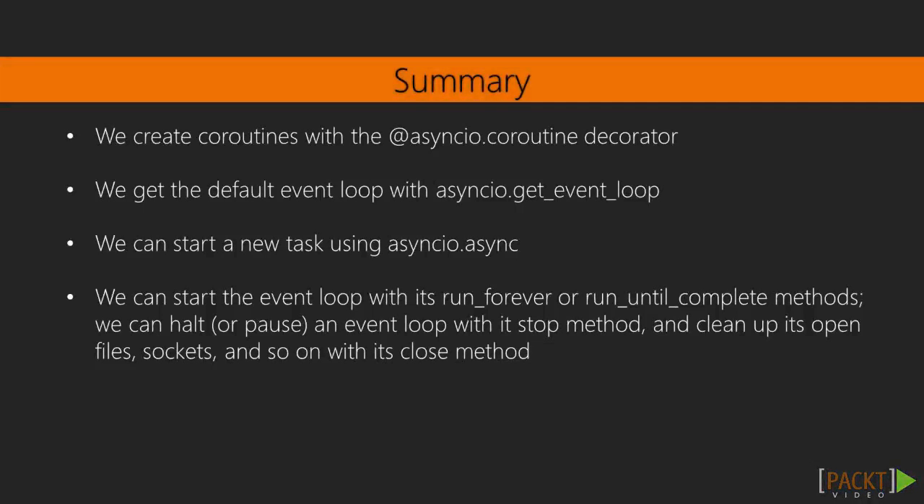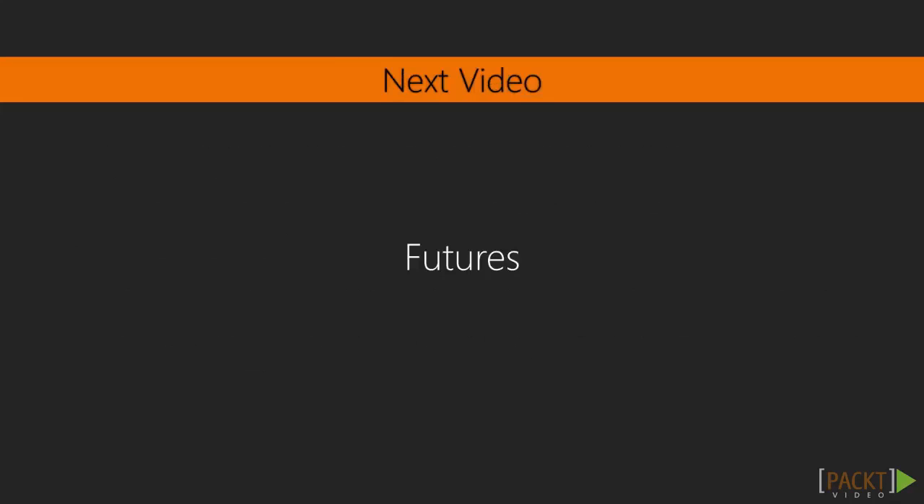So, coroutines are created using the asyncio.coroutine decorator, and there's a default event loop already set up for us. The asyncio.async function lets us launch a new parallel task, and we can run the event loop either forever, or until we stop it explicitly, or until a specific task ends. In the next video, we're going to look at asyncio's Future class and how it's used.